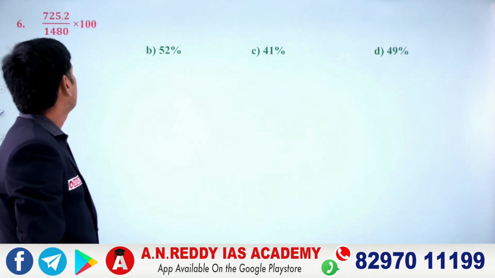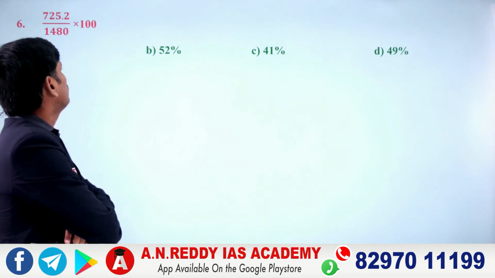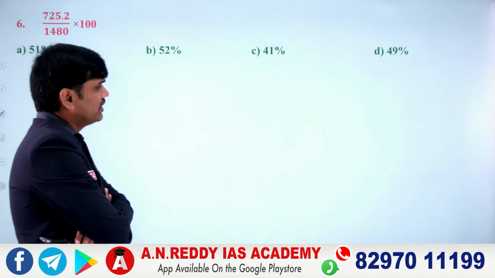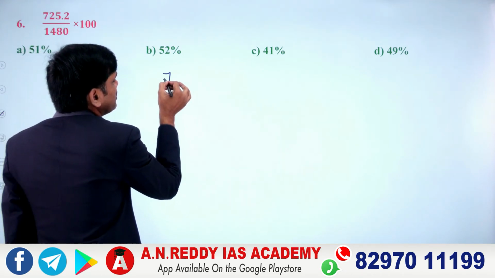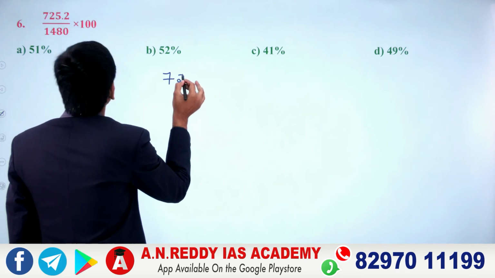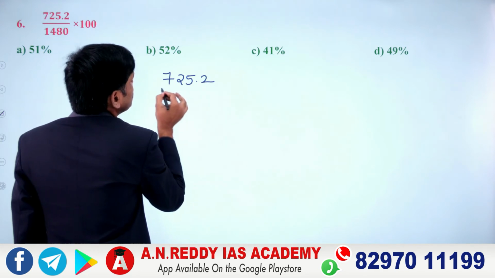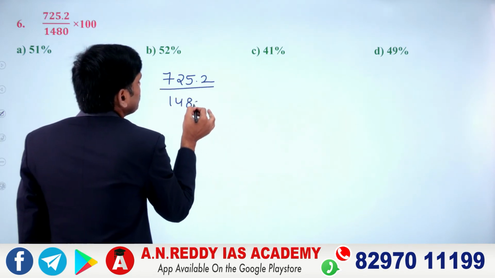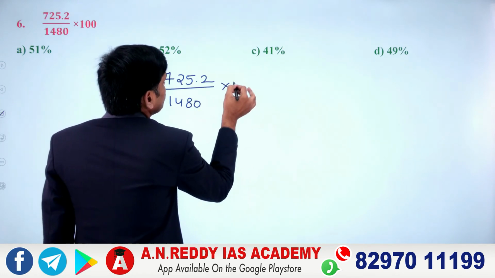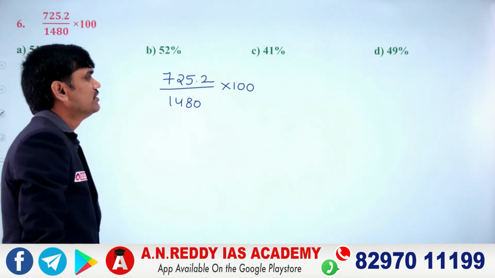Next, problem number 6. 725.2 by 1480 into 100. Here starts the range checking idea. I will show you how to come down to checking the range quickly. 725.2 by 1480 into 100.